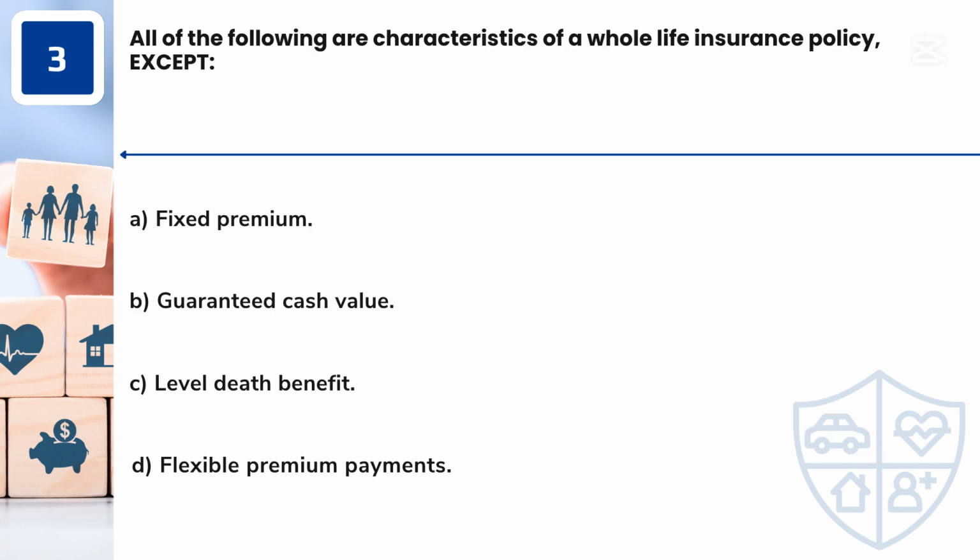Question 3. All of the following are characteristics of a whole life insurance policy, except A. Fixed premium. B. Guaranteed cash value. C. Level death benefit. D. Flexible premium payments.